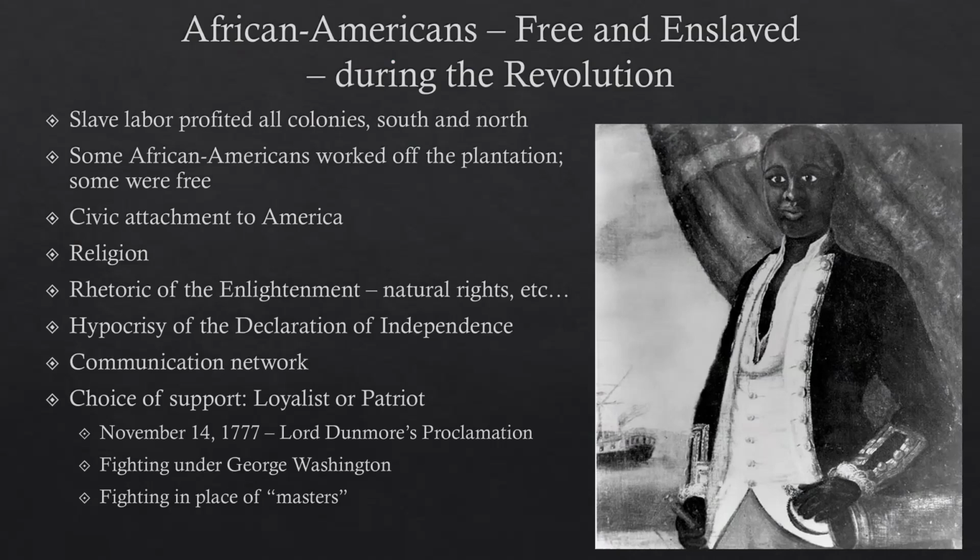So that's a bit about the experience of African Americans. I wish we had more. I hope you will go and look at that PBS website, Africans in America During the Revolutionary War, and learn as much as you can about that, but particularly focusing on that one assignment that is part of this learning module.